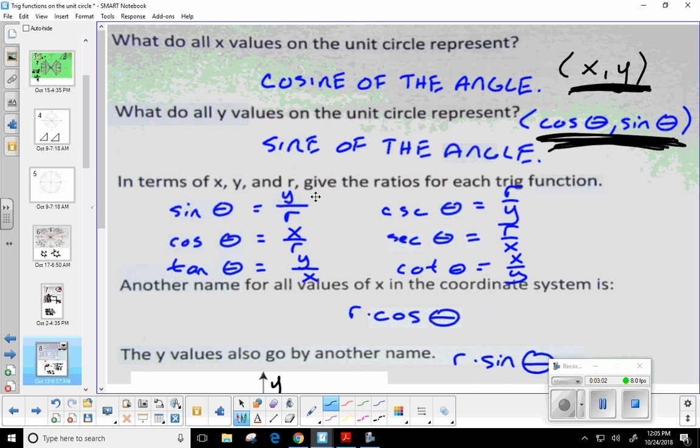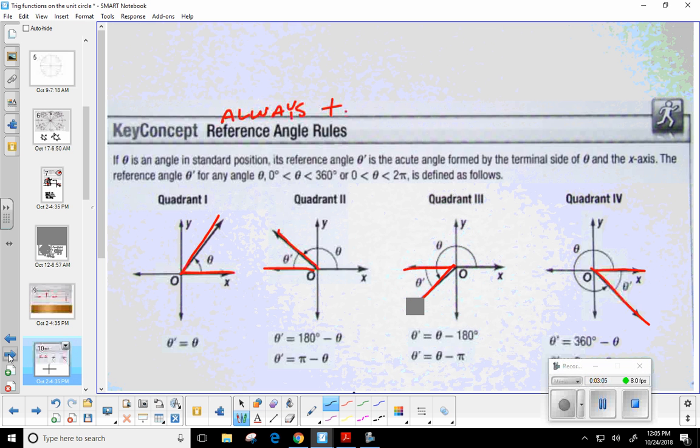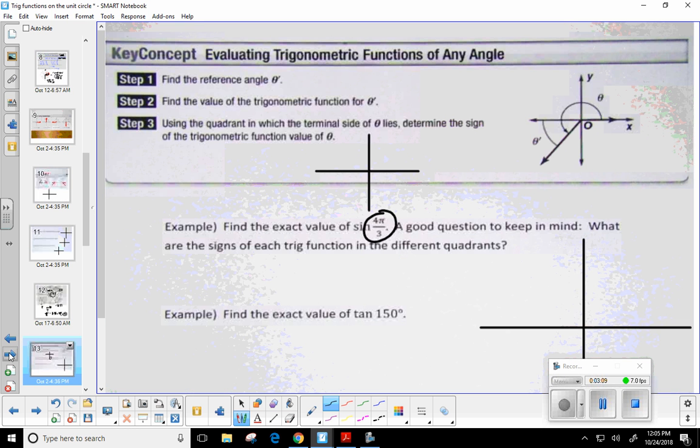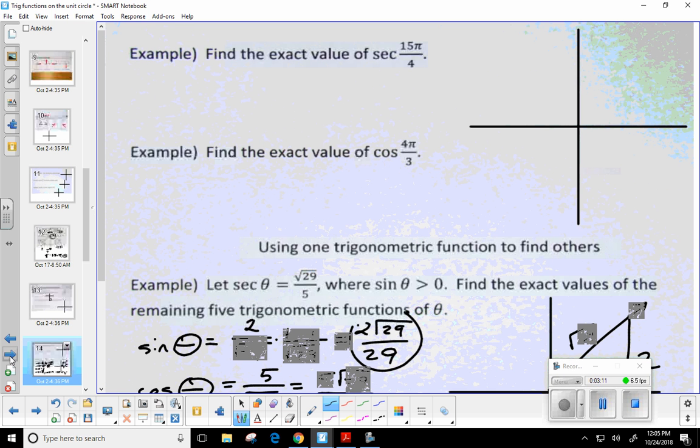How far did we get? I know we talked about quadrantals, we did the reference angles, and I think we got right into it, didn't we? We started determining these. How far did we get? Did we get cosine of 4 pi over 3? Okay, let me do this.